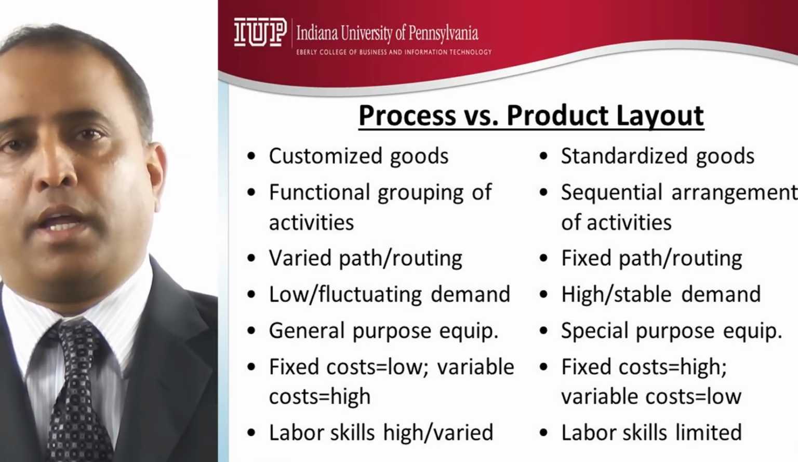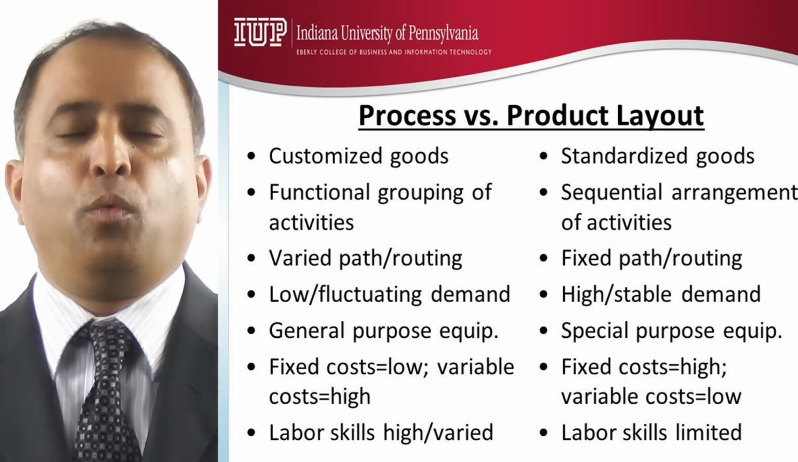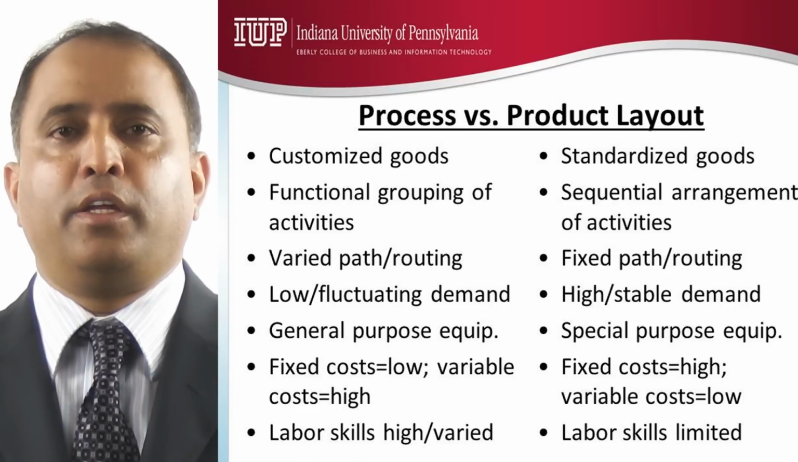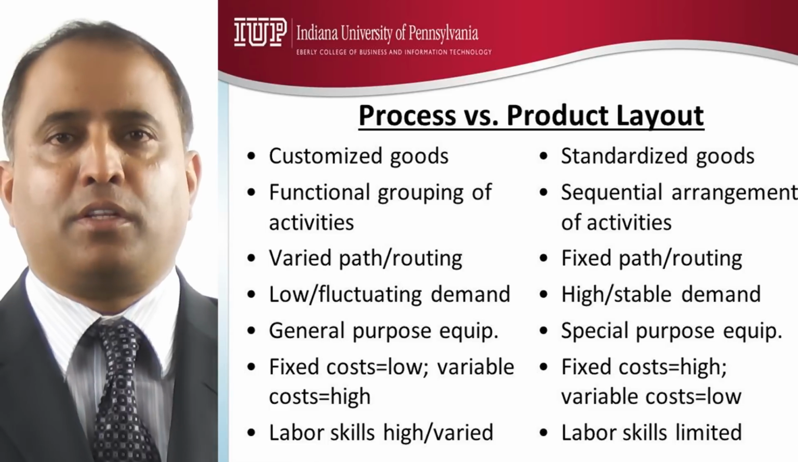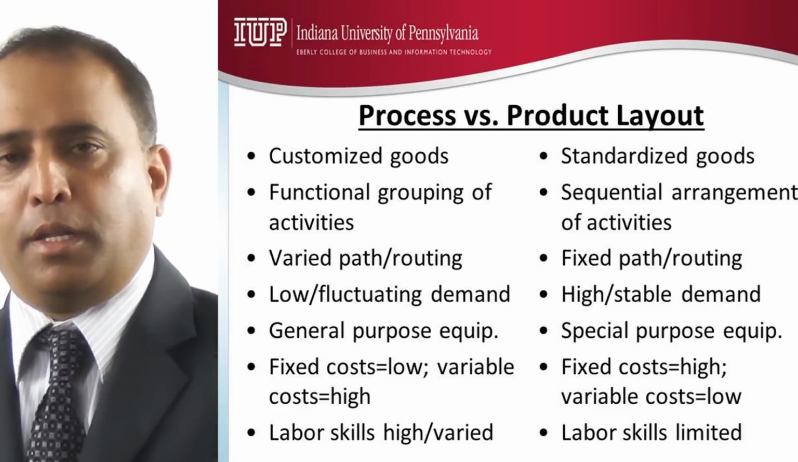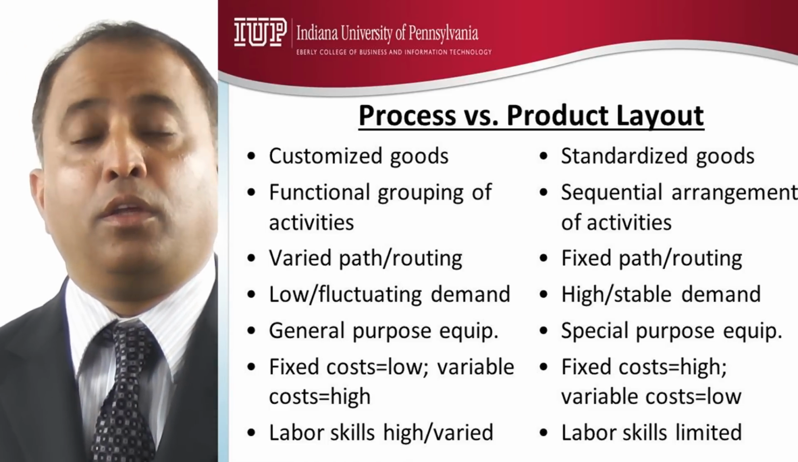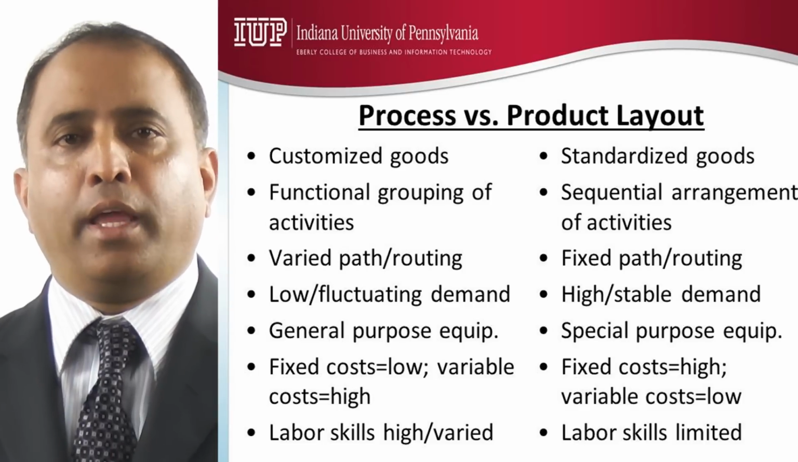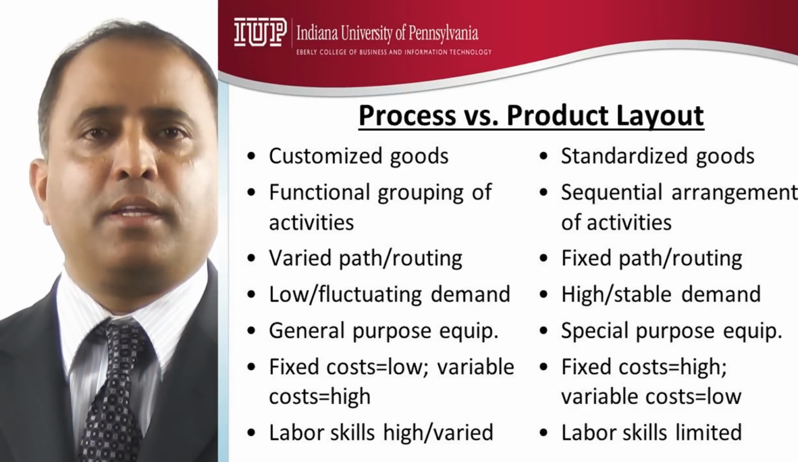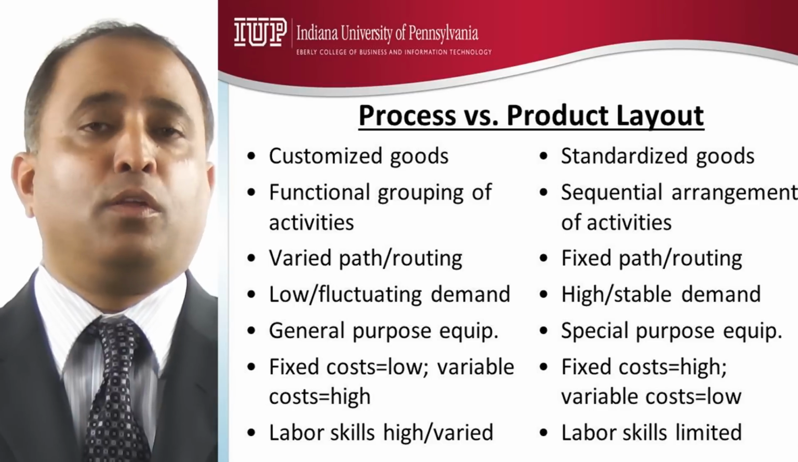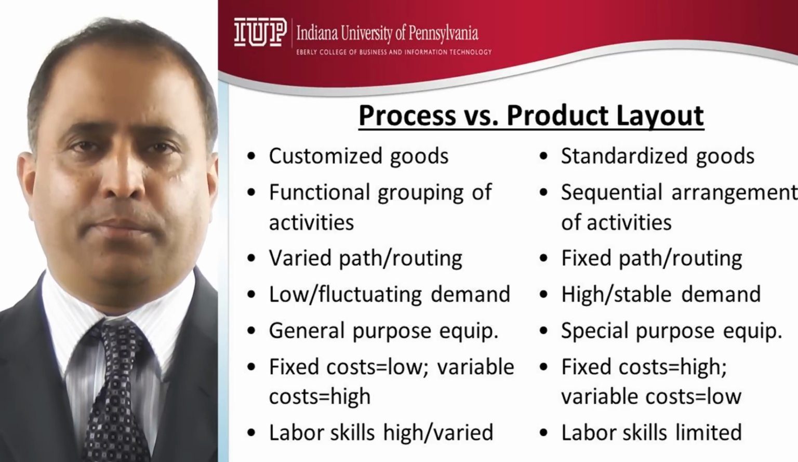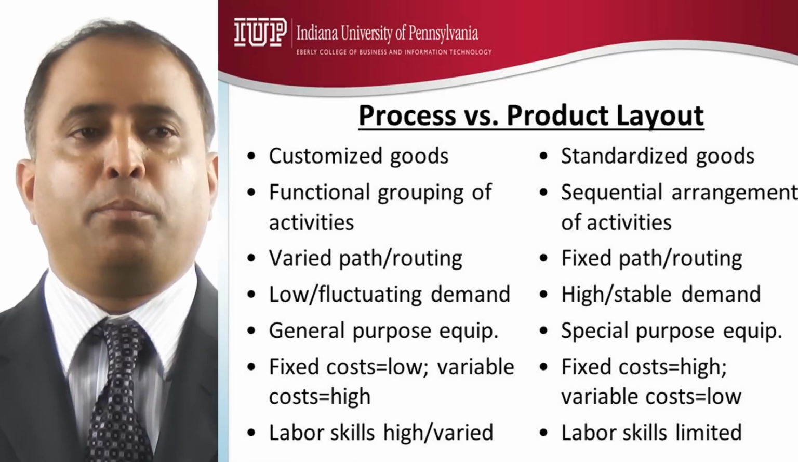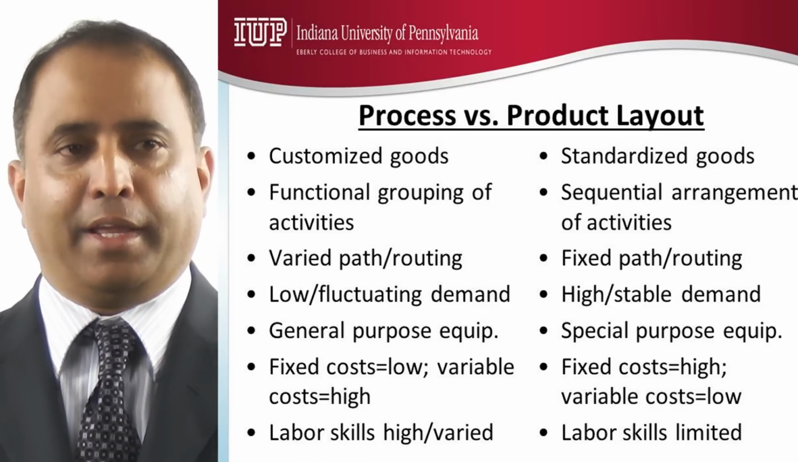In a process kind of layout or a job shop, the work in process inventory is higher. You have a lot of inventory within the facility. Whereas in a product layout, you design the layout in such a way, you balance the assembly line in such a way that the work in process inventory is 0 to very little. Okay, you don't want to have work in process inventory or bottlenecks.